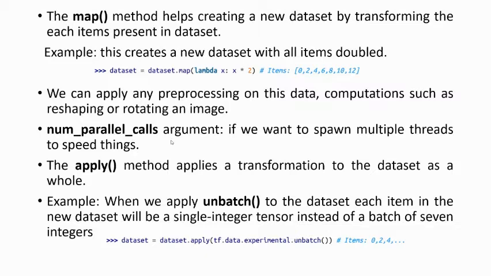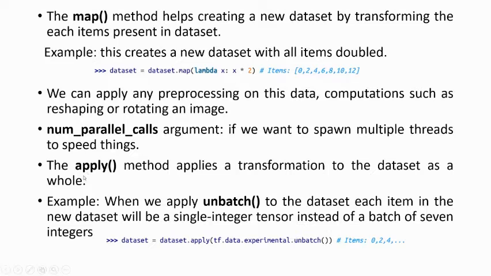And one more point to be added is that if you have a data set which consists of images, you can use computations such as reshaping or rotation of an image. Then on top of that data set, you can apply the pre-processing using the map method. So map is a method which helps us to create a new data set, and we have seen the transformation on each of the items using this lambda example. That's about the map method.